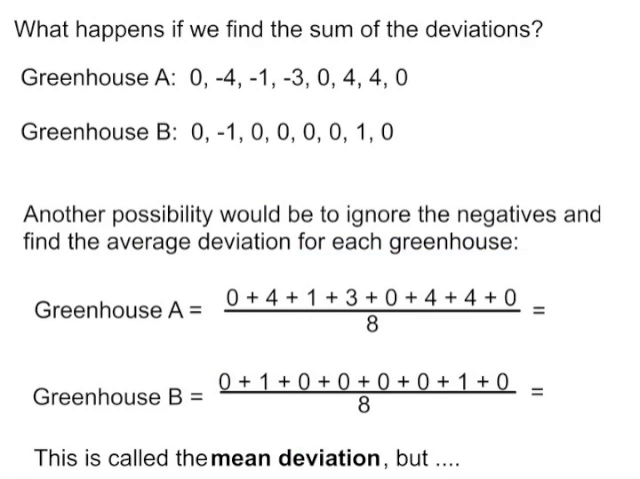Another possibility is to ignore the negatives and then find the average deviation for each greenhouse. For greenhouse A, this is 16/8, which is 2, and for greenhouse B, this is 2/8, or 0.25. Now this is called the mean deviation, and it is sometimes used.